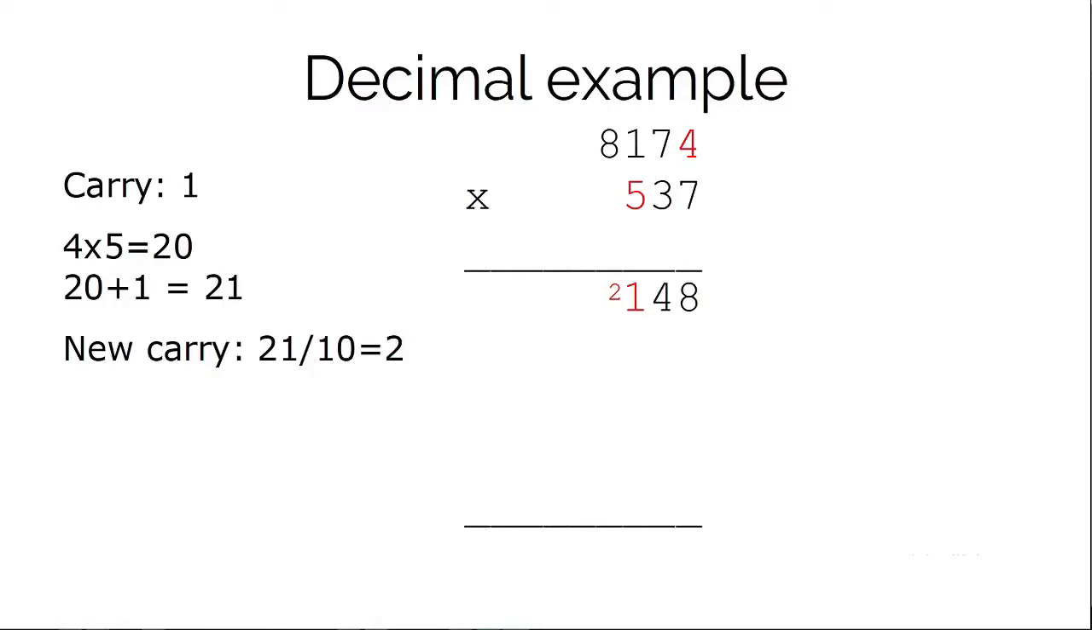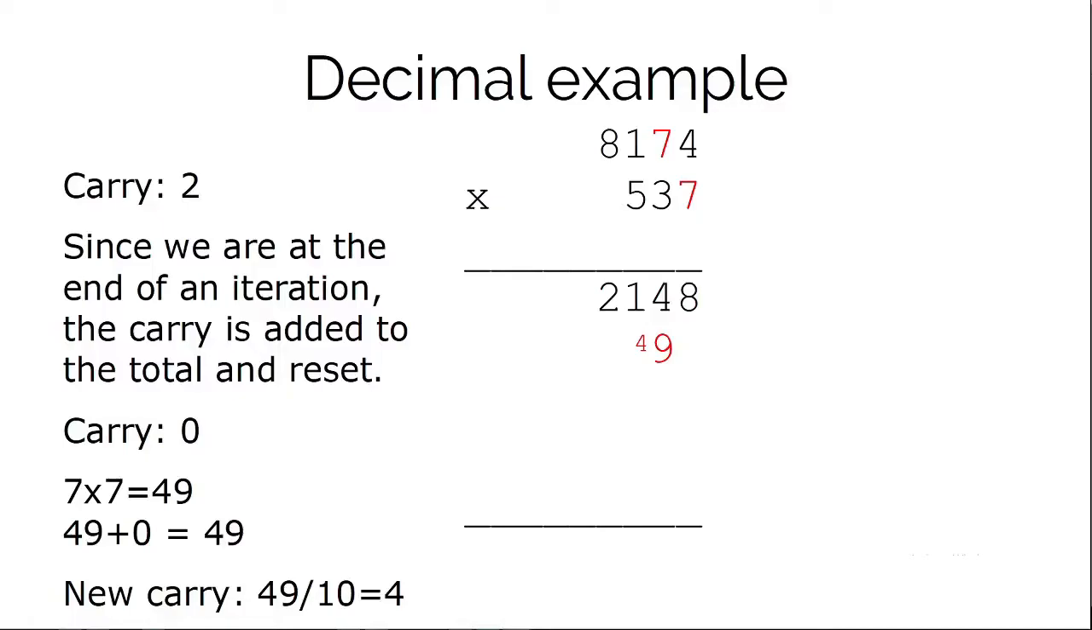We carry over the 1 from the last operation. We multiply the next pair of digits 4 and 5 to get 20. We add the carry, 21, and we divide it by the base to get the next carry and the remainder, which is the next digit. So we have 2 as the carry and 1 as the remainder.